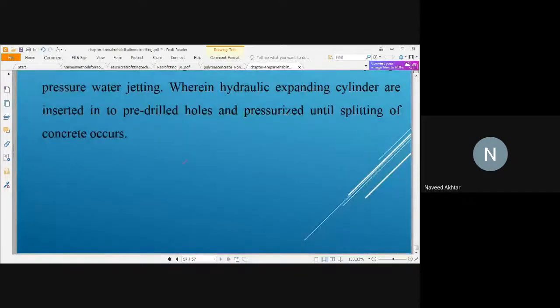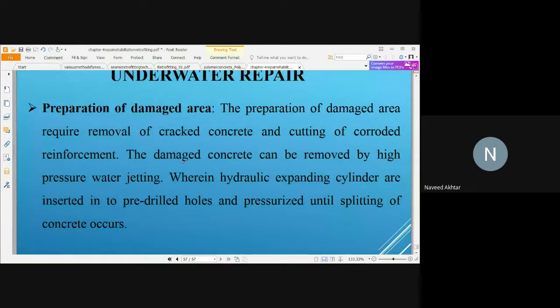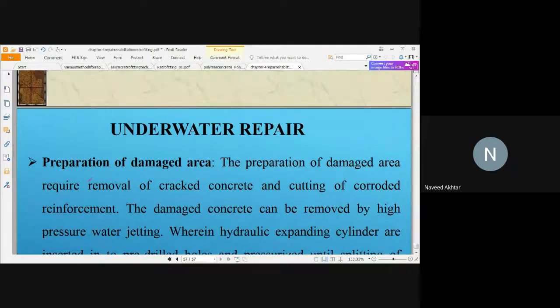Underwater repairs or underground repairs can also be done, and the preparation of the damaged area requires removal of the cracked concrete and cutting of the corroded reinforcement. Then damaged concrete can be removed by high pressure water jetting, wherein hydraulic expanding cylinders are inserted into pre-drilled holes and pressurized until splitting in the concrete occurs, and then it is removed and additional concrete is applied for the repair of the structures.